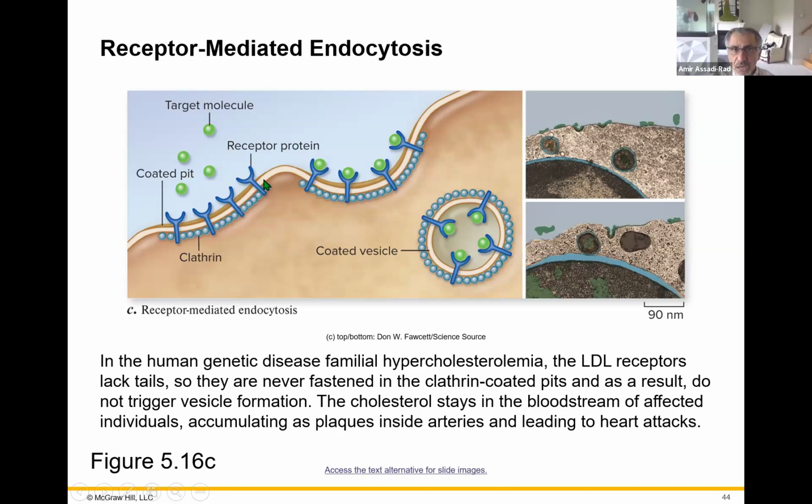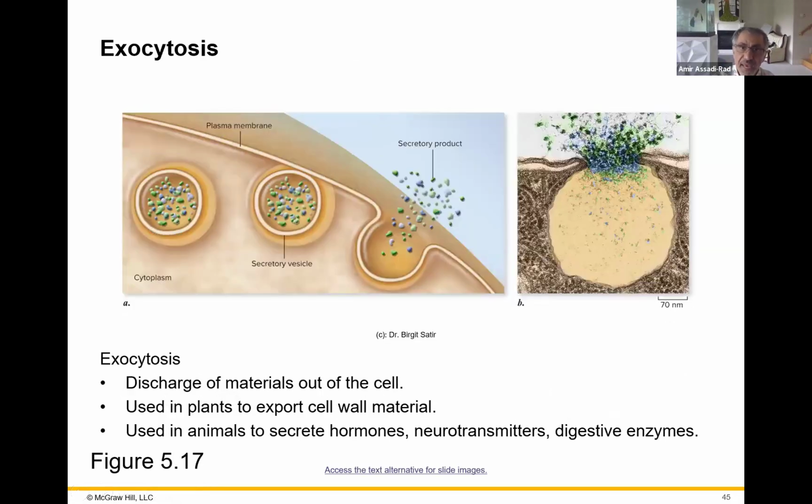They sit on these receptors. This is a cell membrane, and these are protein molecules. The receptors are protein molecules. These target molecules sit on the receptors, and then a coat is formed. And that coat goes inside of the cell. Okay, I hope I'm making the differences clear.